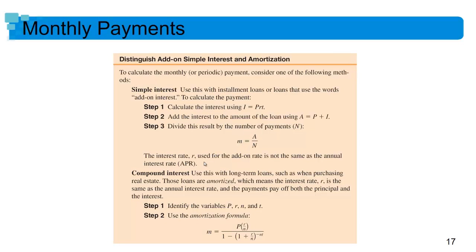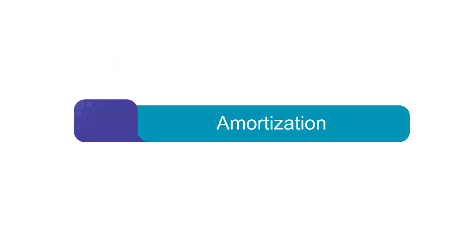However, if you see things talking about compound interest, loans are amortized, things like that, then you want to use the amortized formula. So it's all about keywords. And between the two, obviously the amortization formula is the more common one because most loans are paid back in an amortized way. All right, that's it for amortization.